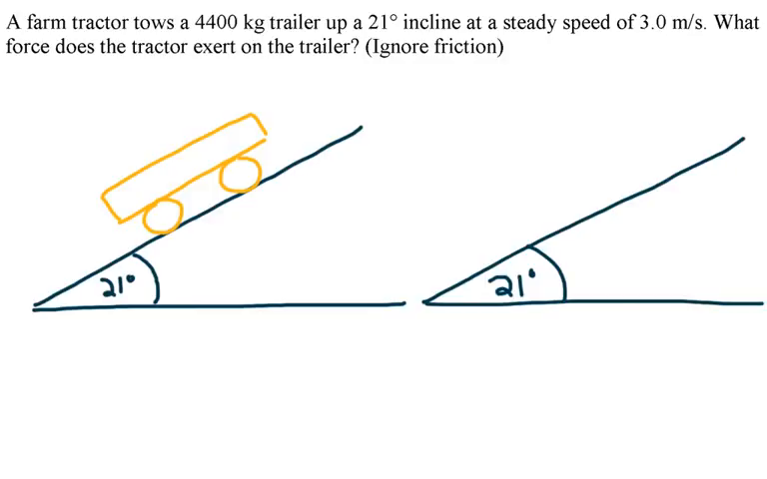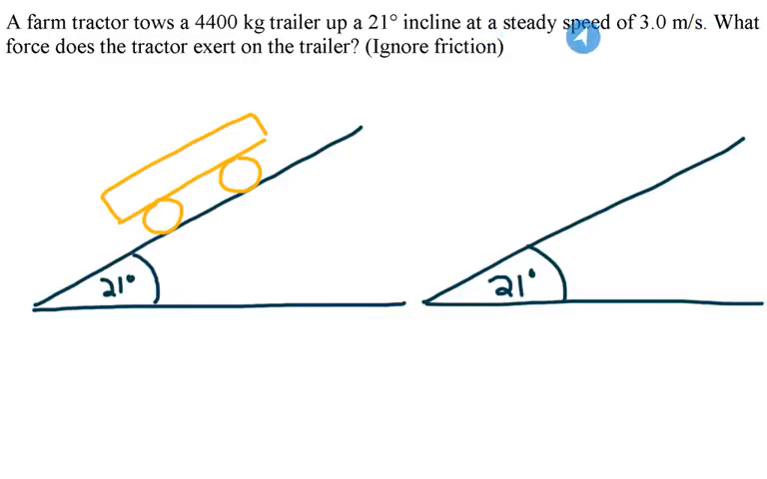In this example problem, we have a farm tractor towing a 4,400 kilogram trailer up a 21-degree incline, as I have drawn in the picture here. Just a note, I didn't draw the farm tractor, to make the picture a little bit easier. We're only concerned with the trailer, so I only drew the trailer. But it's pulling this trailer up at a steady speed of 3.0 meters per second.